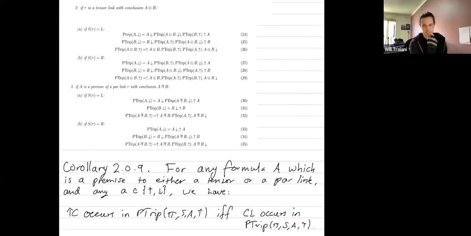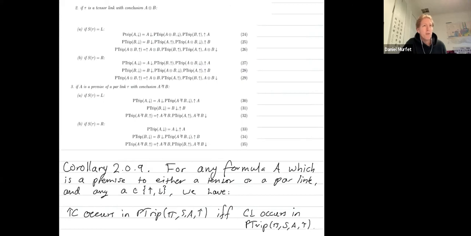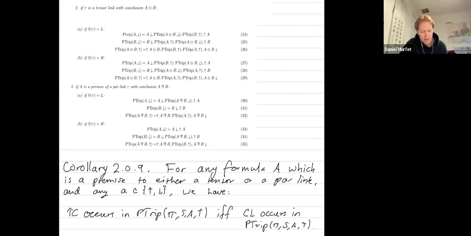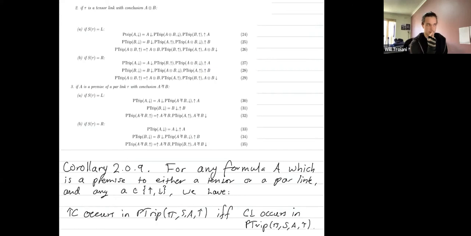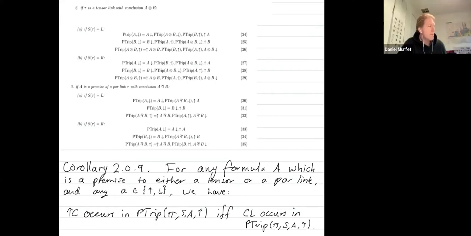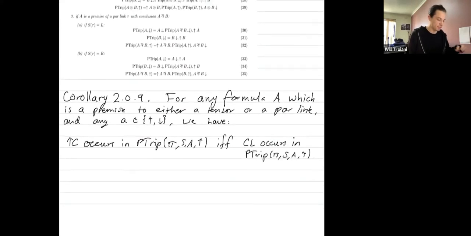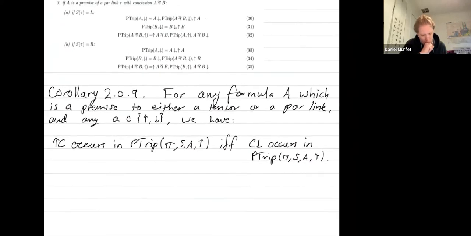Do you mean why insist on the order of A tensor B? Well, in the formula A tensor B, definitely there's an ordering to it. So A comes before B. But in terms of trips and everything else, it doesn't matter, right? Yes. Yeah, it doesn't matter. I mean, it's coming from sequent calculus, right? Sequent calculus insists on an order of A tensor B, and so we need to be able to reflect that inside proof structures. I think that's the only tie I have to that choice.